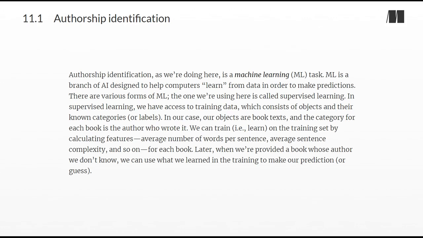We can train, that is, learn, on the training set by calculating features, average number of words per sentence, average sentence complexity, and so on for each book. Later, when we're provided a book whose author we don't know, we can use what we learned in the training to make our prediction, or guess.